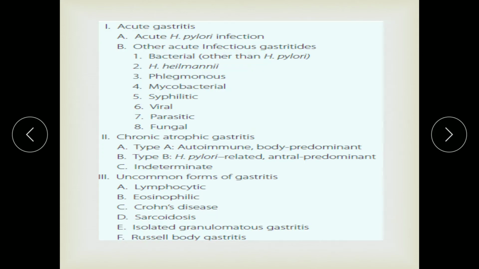This is the classification of gastritis, table given in Harrison. Acute gastritis could be due to H. pylori infection or other infective organisms like phlegmonous, mycobacterial, syphilitic, viral, parasitic and fungal. Chronic atrophic gastritis is divided into type A and type B. Type A is autoimmune, which is body predominant, and type B is H. pylori related and antral predominant, and other miscellaneous forms like lymphocytic, eosinophilic and Russell body, sarcoidosis and Crohn's disease.